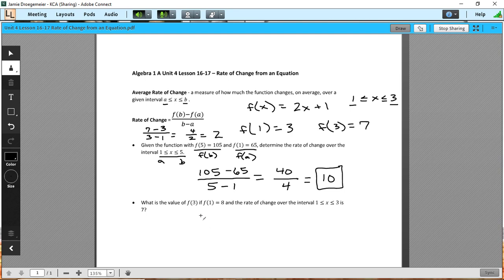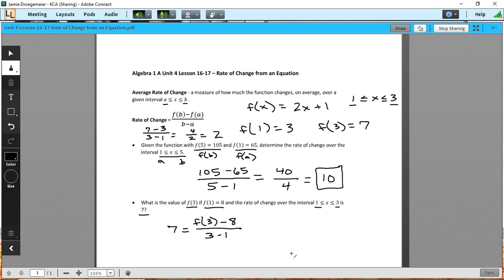Our last example here, they want to know what's the value of f of 3 if f of 1 equals 8 and the rate of change over the interval from 1 to 3 is 7. All right, so this time we know the rate of change is 7. To get that rate of change, we would have been taking f of 3 minus f of 1. Well, f of 3, we don't know what that is. F of 1, they told us, is 8. And then in our denominator, B minus A, that would be our 3 minus 1.